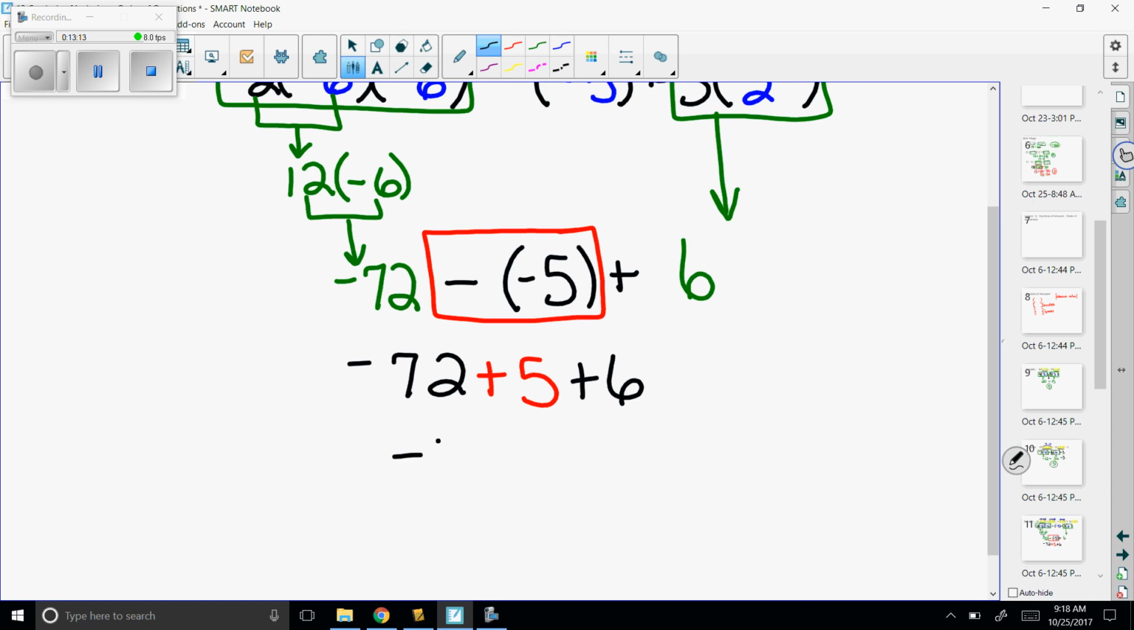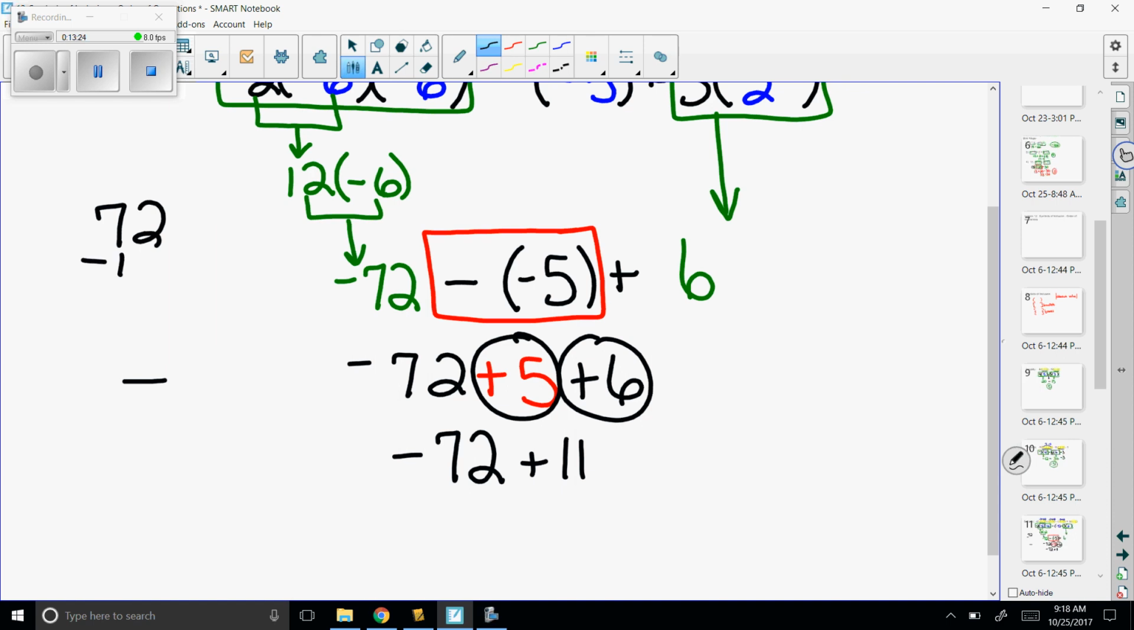You can group the positives together. How many positives do you have? These 2 right there, which gives you 11. So it's 72. You have more negatives, so your answer is going to be negative. And 72 minus 11 is 61. So your answer is -61.